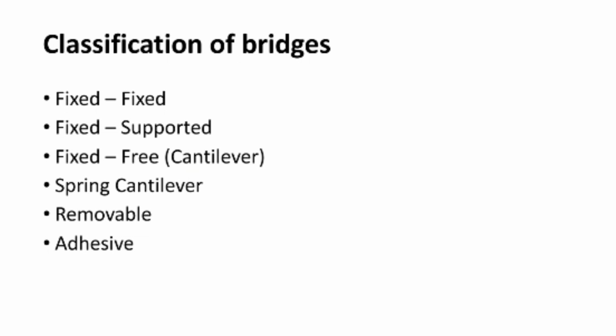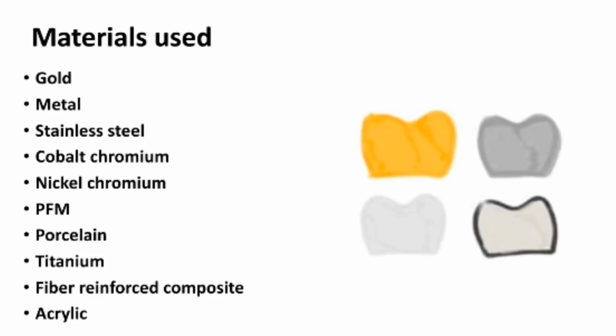Now we'll talk about the classification of bridges. So these are fixed, fixed supported, fixed free, spring cantilever, removable, and adhesive. In the upcoming videos we will talk about all of these types in detail. The materials we can use for the fabrication of fixed partial denture are gold, like metal. We can also use stainless steel, fused to metal porcelain, titanium, fiber reinforced composite, and acrylic. So all these materials we can use.